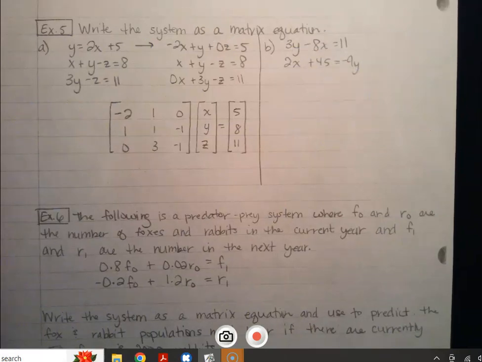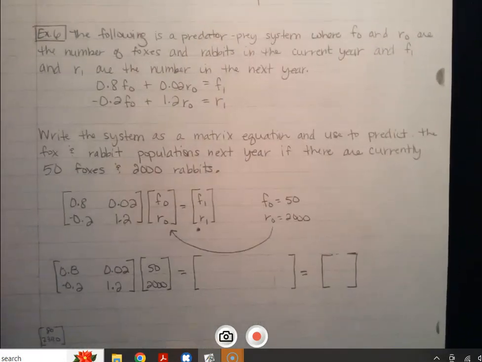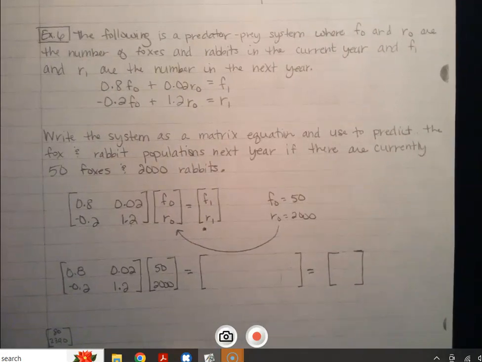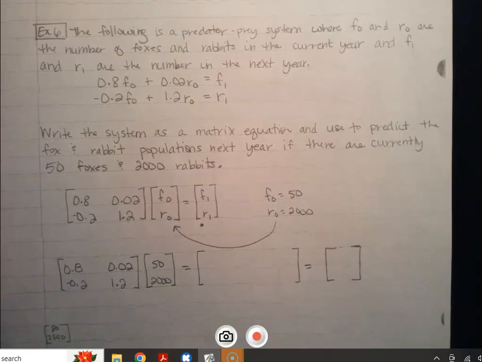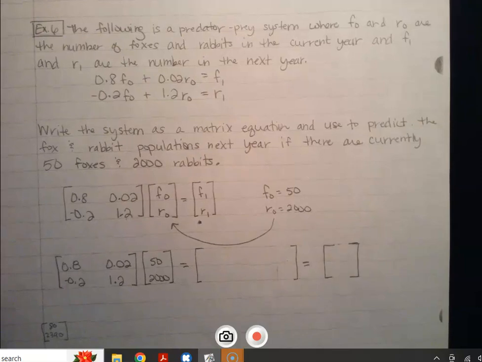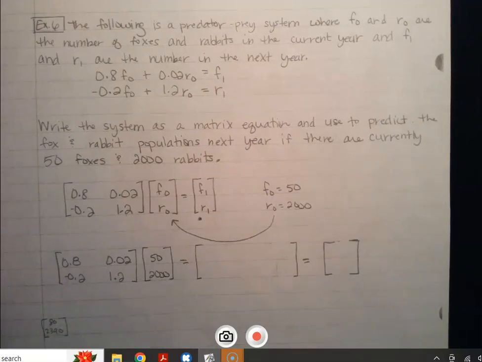So example 6 says the following is a predator-prey system for F sub 0 and R sub 0, the number of foxes and rabbits in the current year, and F1 and R1 are the number in the next year. So we've got this awesome equation. It says write the system as a matrix equation and use it to predict the fox and rabbit populations next year, if there are currently 50 foxes and 2,000 rabbits.